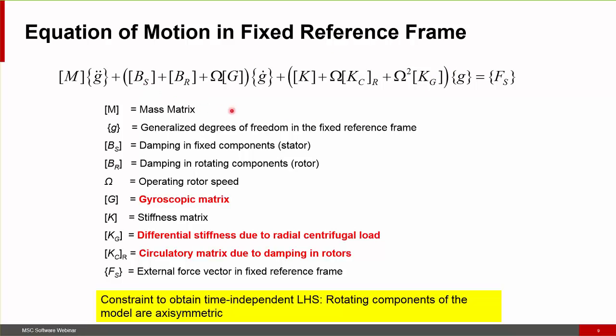Of course, we have here the gyroscopic matrix now because we have a rotating system, and there's damping that can be applied either to the stator or the rotor. And if you do apply damping on the rotor, then you end up with a circulatory matrix, and in addition you also have the differential stiffness expressed here as well. So this is a typical equation that you would see in the dynamics world, again augmented with the fact that now we have a rotating system.